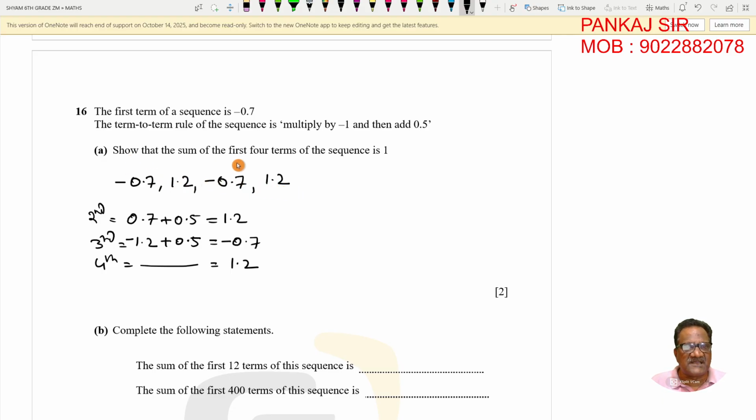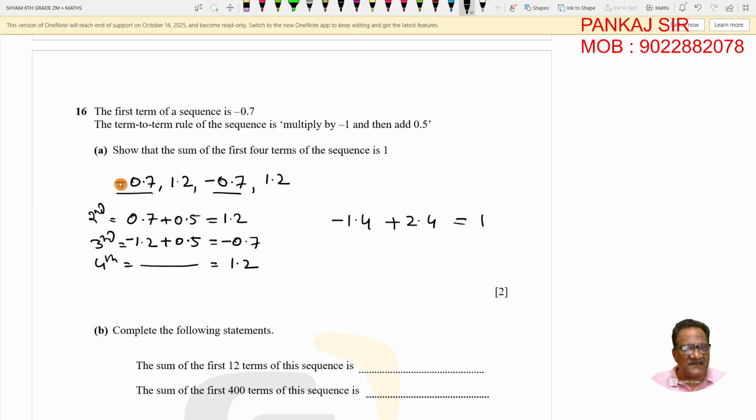Now, show that the sum of the first four terms of the sequence is 1. These are the first four terms of the sequence. So for the sum, you'll have to add these two: minus 0.7 plus minus 0.7 will be how much? Minus 1.4. And you have to add these two also, 1.2 plus 1.2, which is 2.4. When you add these two, the answer will be 2.4 minus 1.4, so it will be 1.